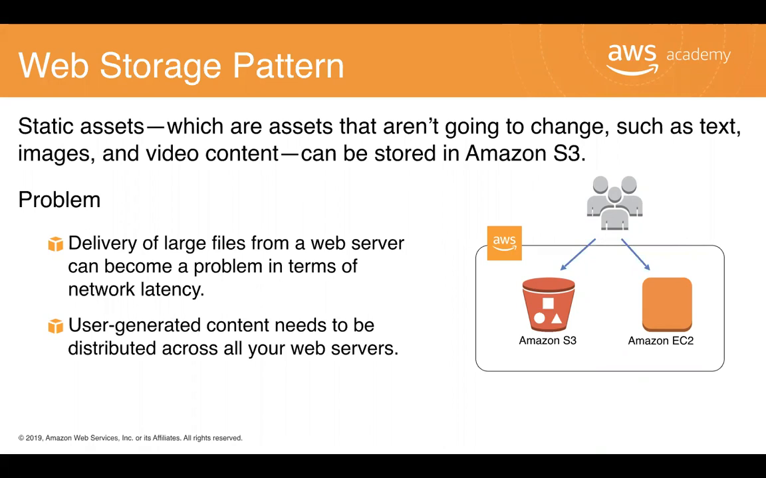Delivery of large files from a web server can also become a problem because it causes increased network latency. So for all these reasons, using an S3 bucket instead of an EC2 server eliminates the worry about network loads and data capacity on your servers. So S3 by itself is quite powerful, but you can expand it even further by using it in conjunction with CloudFront, which is a content delivery network, or CDN, that can be used as a global caching layer in front of S3, and we'll talk about that a little further down the line on these slides.